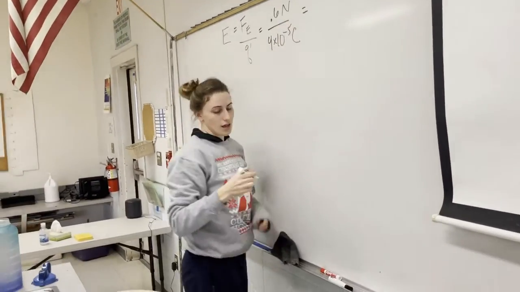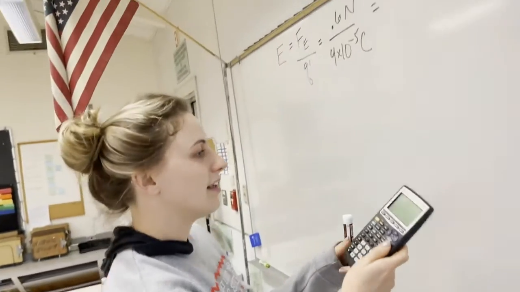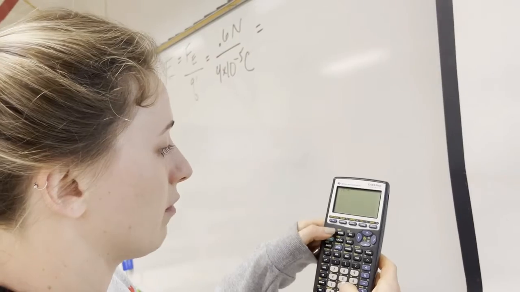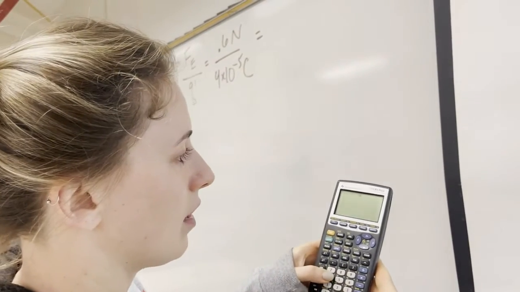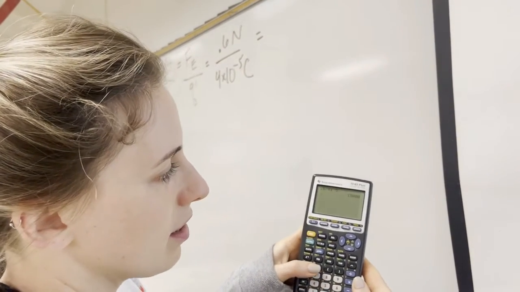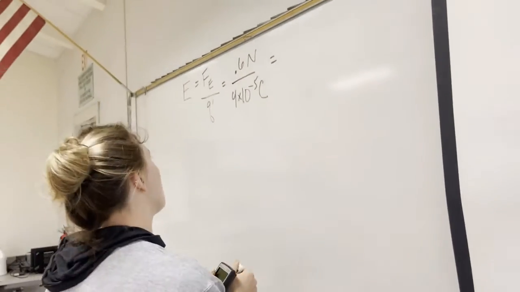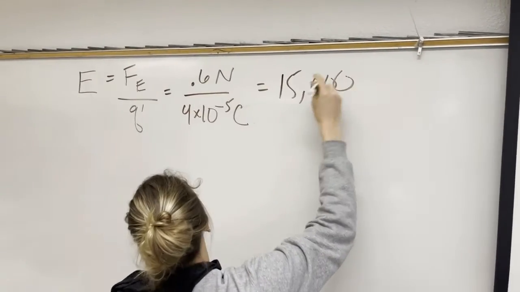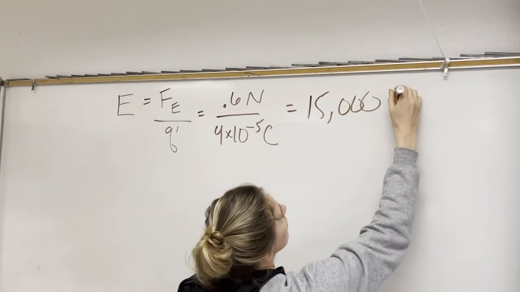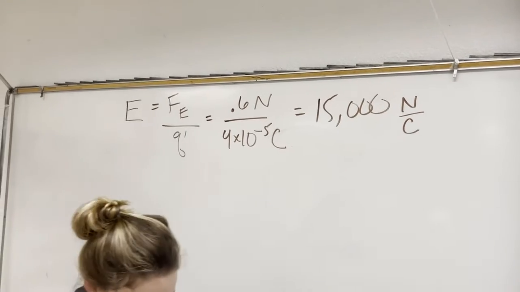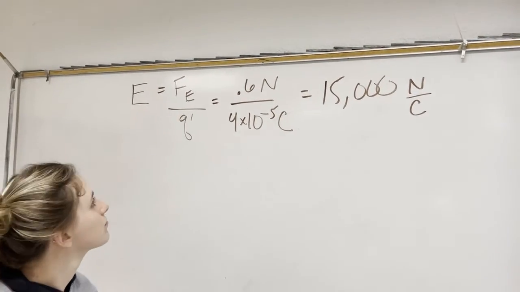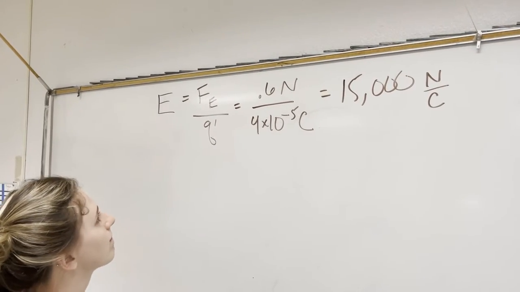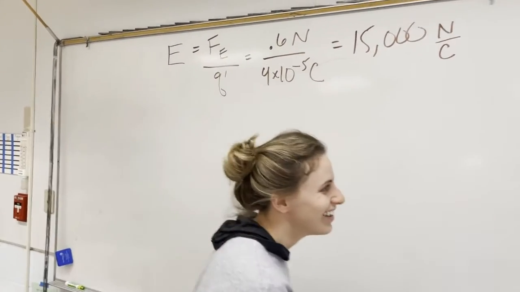I can just plug this into my calculator: 0.6 divided by 4 times 10 to the negative 5th, and that gives me 15,000. And what are the units going to be? Newtons per coulomb. That means that for that electric field at that point in space, for every 1 coulomb of charge you put at that point, it will experience 15,000 newtons. That's a lot of force. That's a pretty big electric field.